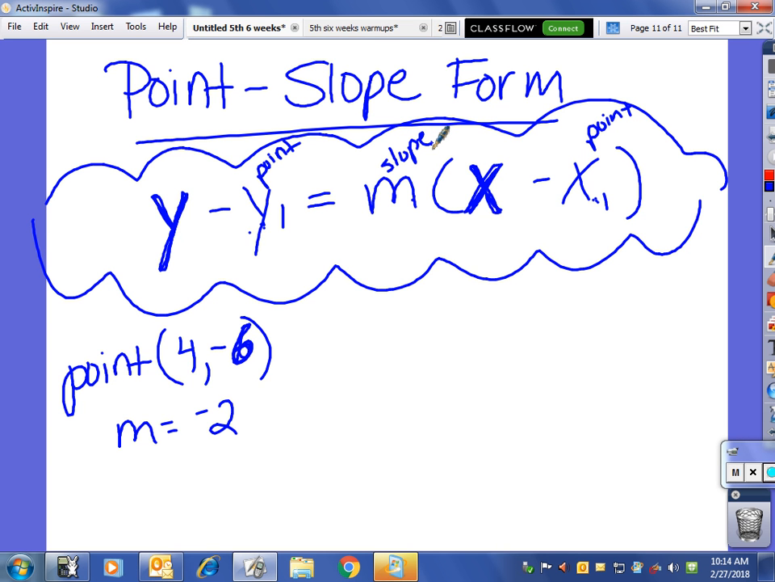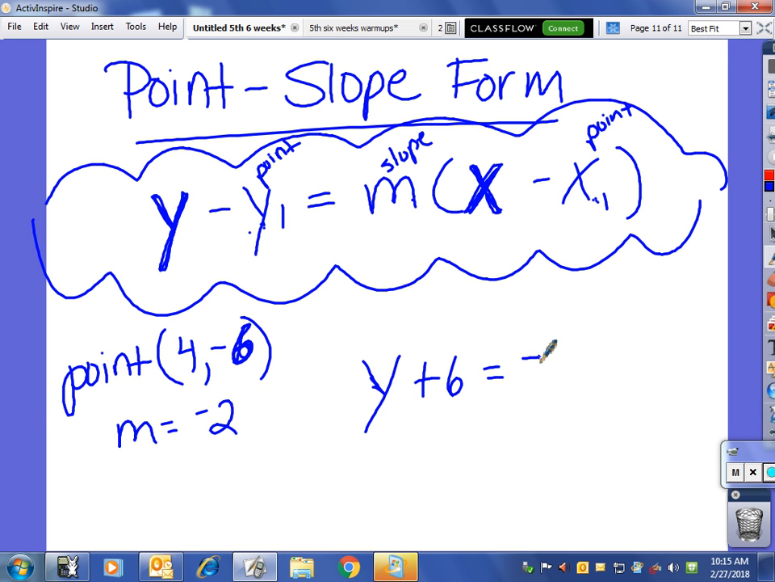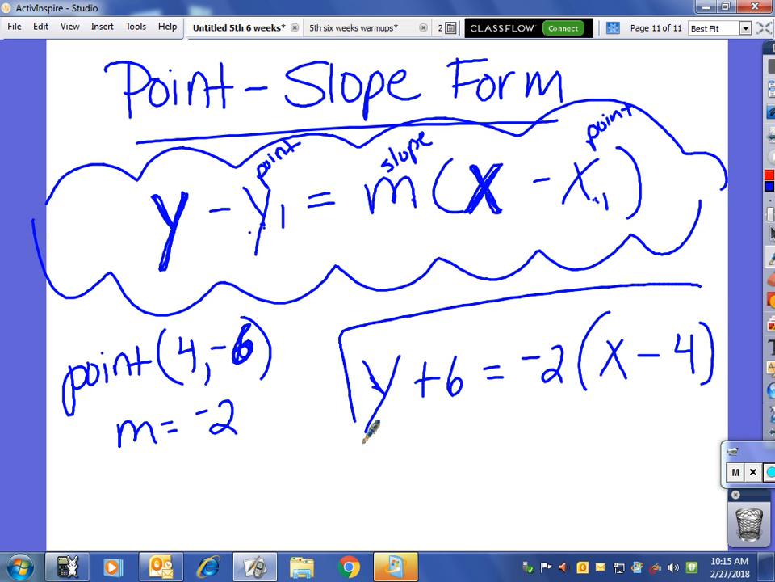So look how easy it is to write a line in point-slope form. I would do y minus the y value of my point. What's the y value? It's minus -6. Now what's that really going to turn into? Minus -6 really becomes +6. So they would probably just write that as y plus 6 equals my slope, which is -2, times x minus 4. Bam. That's it.